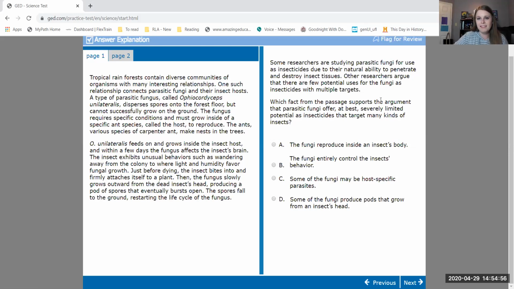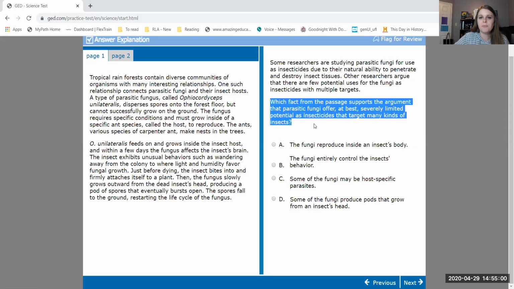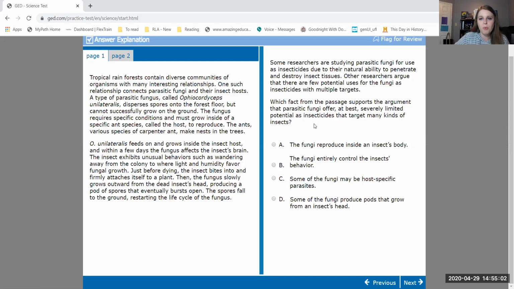So before I read the passage, I like to read the question so I know what I'm looking for. The question here says, which facts from the passage support the argument that parasitic fungi offer at best severely limited potential as insecticides that target many kinds of insects? So that's what I'm paying attention to here. Severely limited potential means they aren't very good at it. Targeting many kinds of insects. Okay, so we need to find out why this is not a good insecticide.